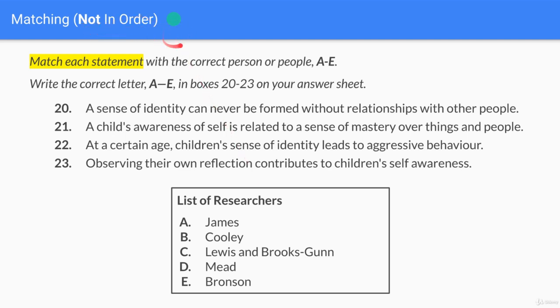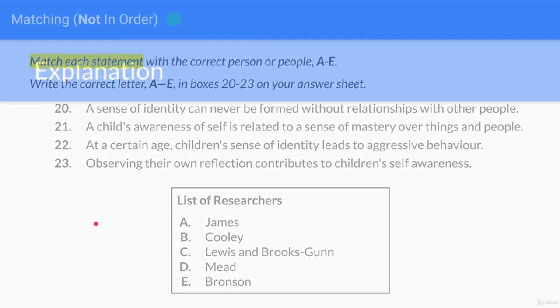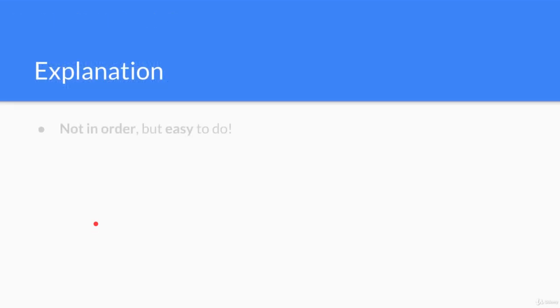Now, this question does not go in order. However, it is still a very simple question to do, so you should not have any trouble with it. Most of the times, there's going to be plenty of proper nouns like over here, so these questions are going to be very easy to answer. So let me now give you a bit of explanation about this question type. As you already know, it is not in order, but still very easy to do.